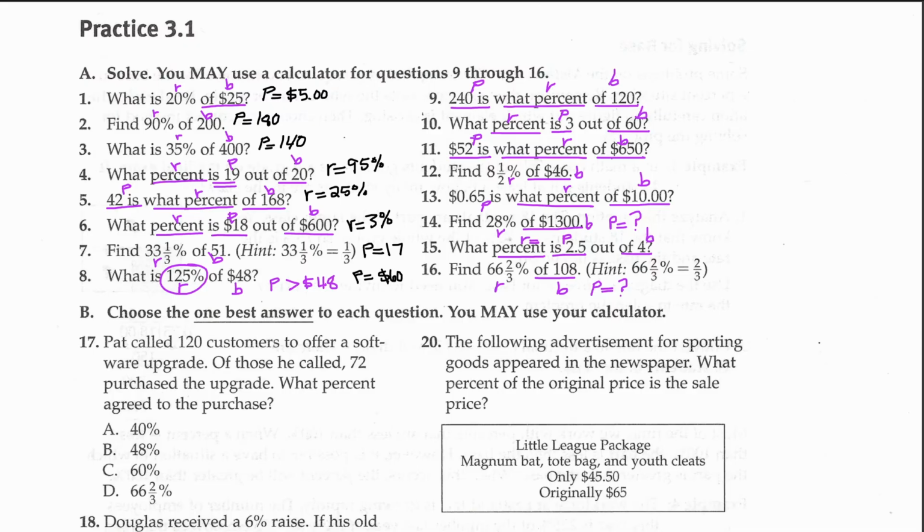For number 9 through number 16, you may use a calculator. So the rate is not given for number 9. Again, the setting is going to be the same. So number 9, okay, 100 goes here, of 120 goes here, number 240 goes here, and we don't know the percent, so the percent goes right there. So what we need to do now is to multiply step 1.